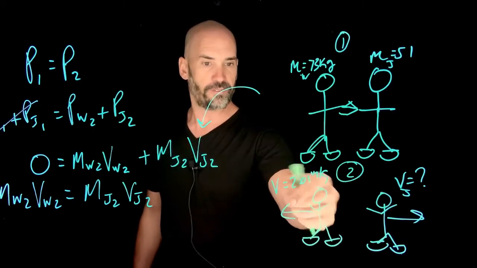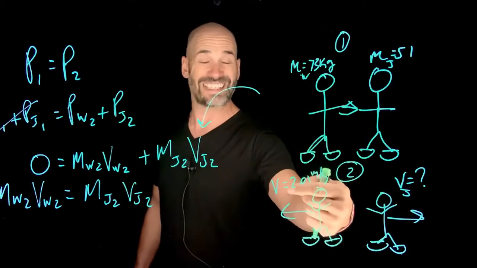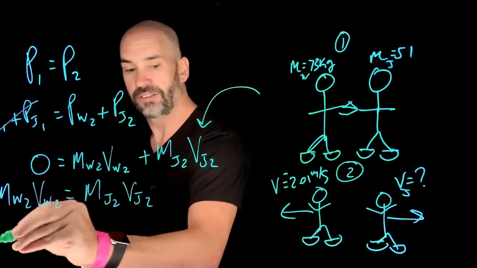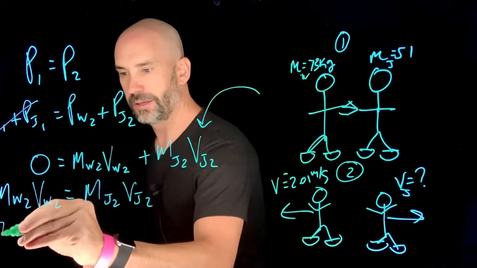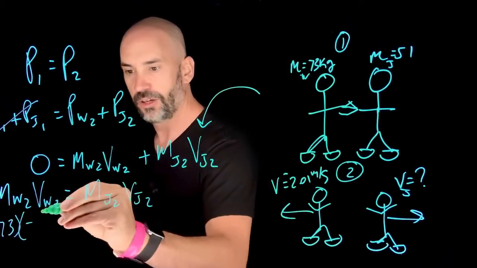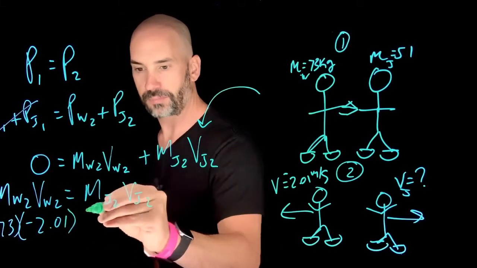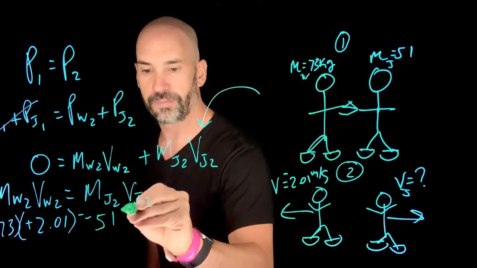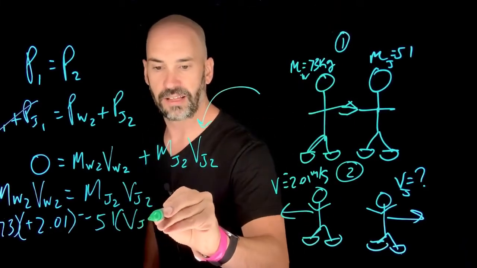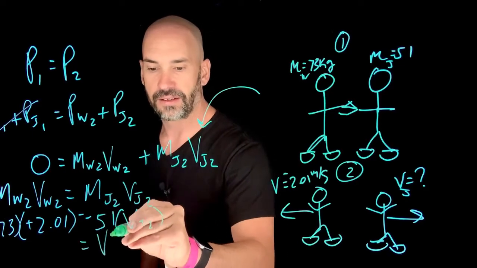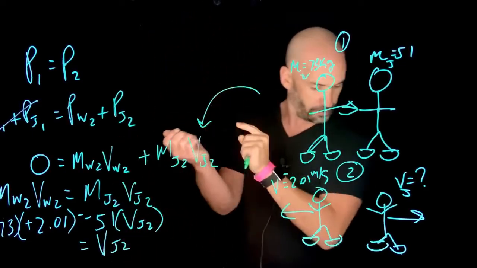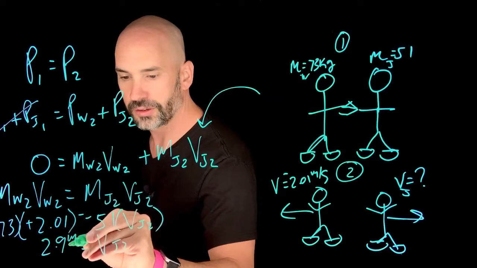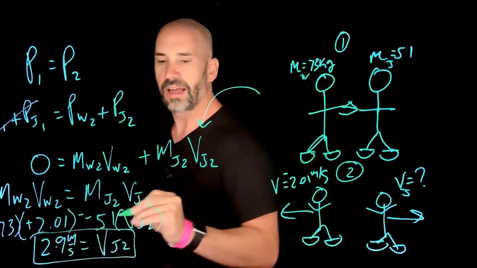Let's just substitute those values. So we have Will Ferrell flying off in this direction. Notice this is the negative x direction, so I have to put a negative sign there. So we'll have negative times, what is the mass of Will Ferrell? Well, 73, right? Times a negative 2.01. These guys are going to both become positive, negatives cancel. And then Jon Heder weighs 51, and we want to find out what his velocity is, okay? Putting it in my calculator, I get 2.9 meters per second, okay?